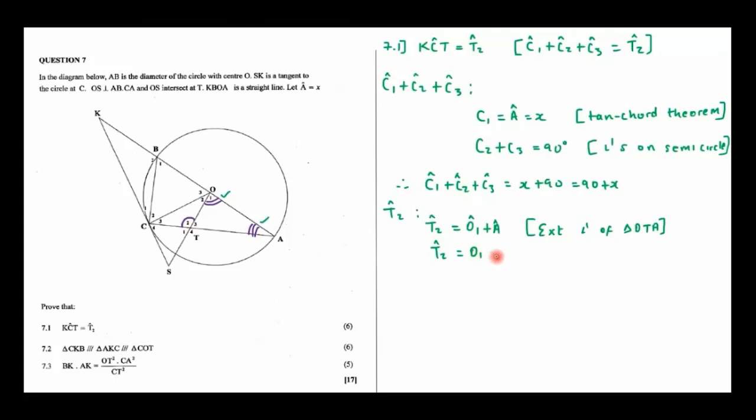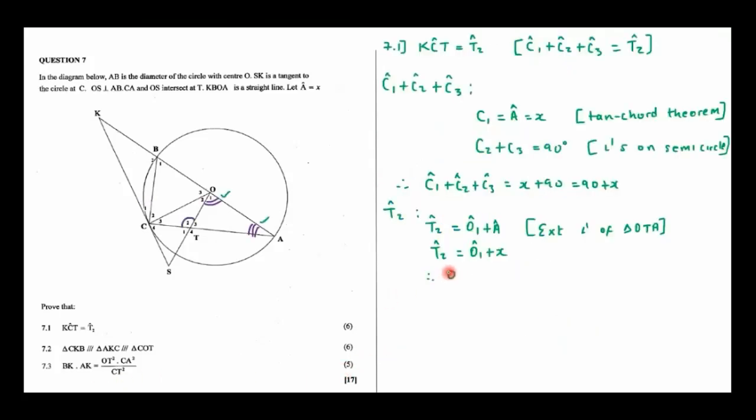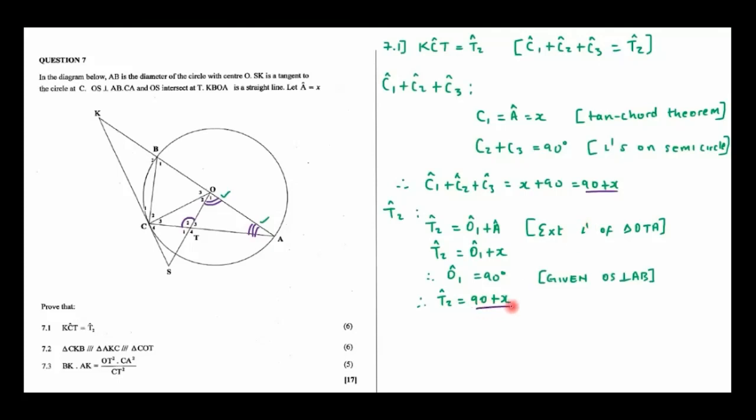All right, so now this means I know what A is, right? It is X. So it's O1 plus X. Now the question is, what is O1? So going back, we said O1 was 90, and we were given that. So therefore, I'm going to say O1 is 90, I was given. What were we given? We're given that OS was perpendicular to AB, right? So because of that, T2 is equal to 90 plus X. Now, do you see, after proving this, that these two angles are equal? They are both 90 plus X.